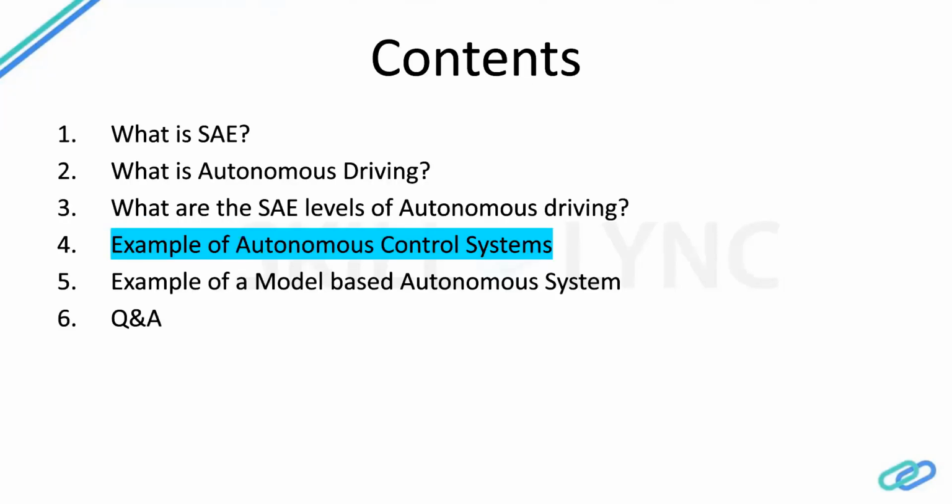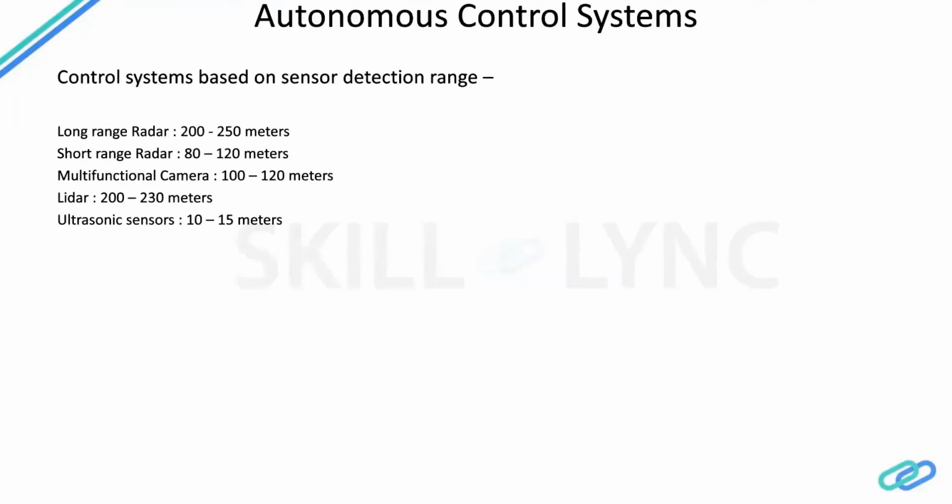I will be taking you through some examples of the control systems present in modern day cars. I have segregated them based on the detection range. Long range radar is capable of identifying an object and giving its dynamics from a range of 200 to 250 meters. There is LiDAR at 200 to 230 meters. We have short range radars at 80 to 120 meters, multifunctional cameras typically 120 meters, and ultrasonic sensors around 150 centimeters.